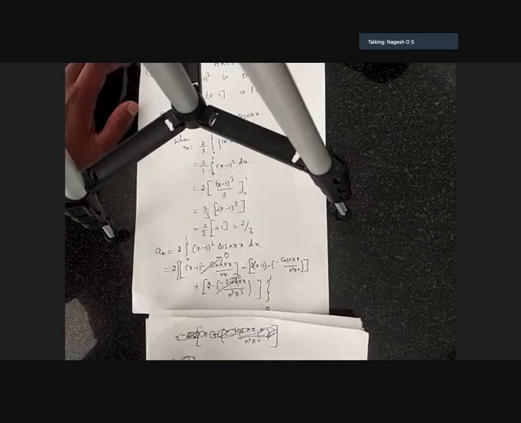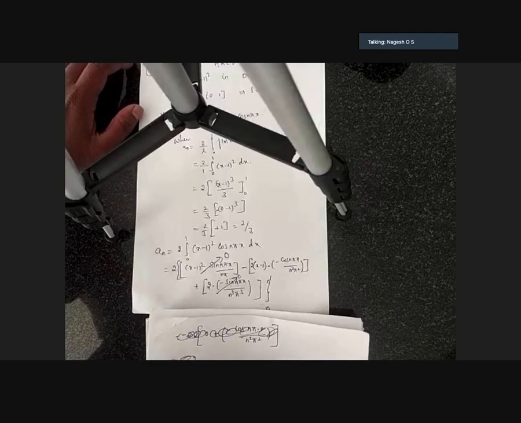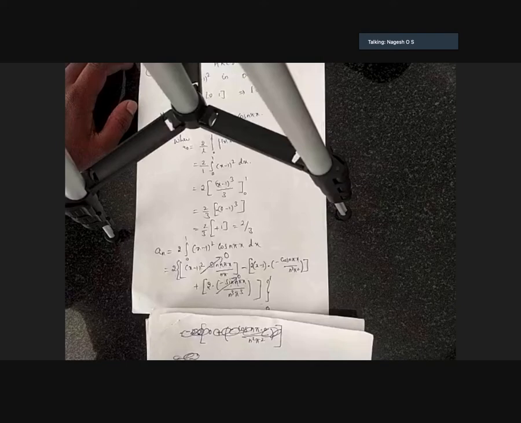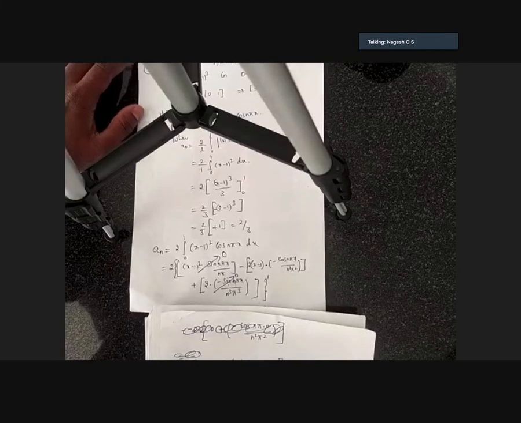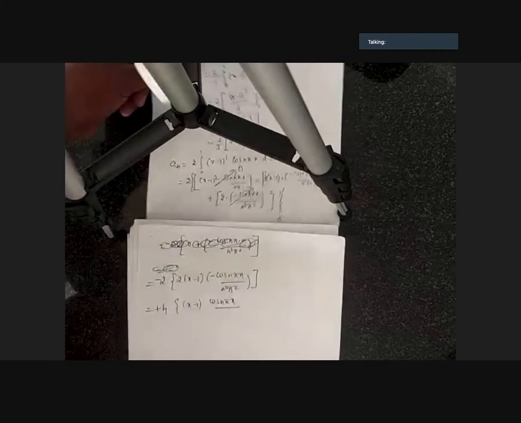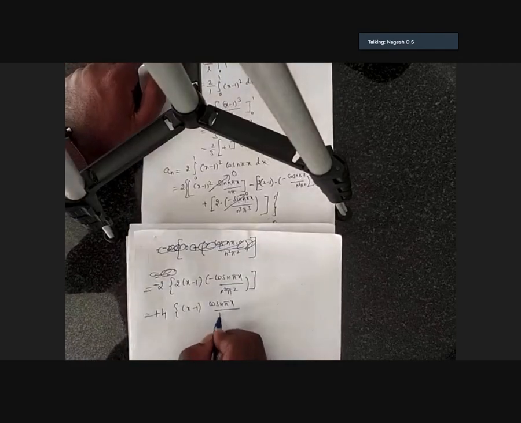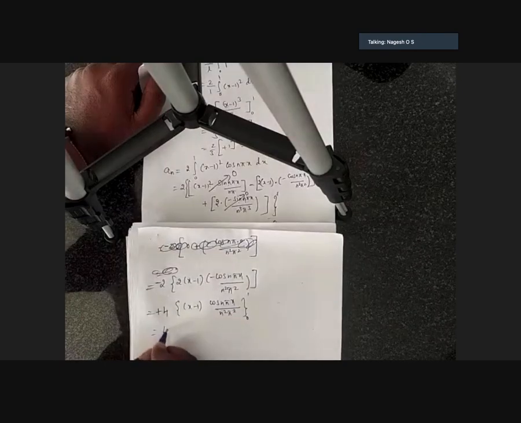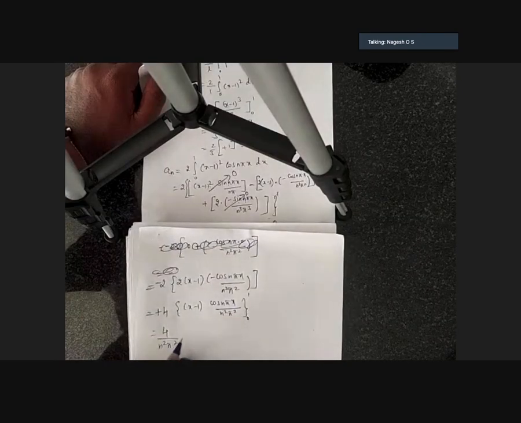2 into x minus 1 minus cos n pi x by n square pi square, minus, again I will multiply to this, plus 4 x minus 1 cos n pi x by n square pi square, between 0 to 1. 4 by n square pi square.